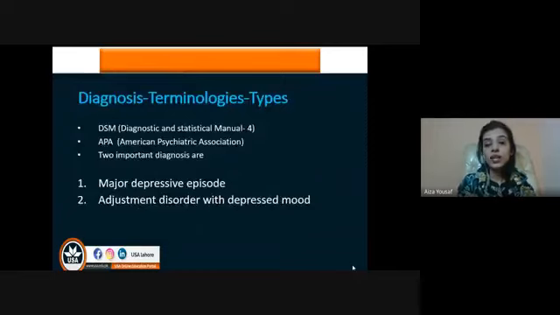So the diagnoses are different according to terminology. There are two different types. We can use the DSM, the Diagnostic and Statistical Manual, for diagnosis of depression. According to the American Psychiatric Association, there are two most important diagnoses for depression, which are the following. Number one is major depressive episode, and number two is adjustment disorder with depressed mood. Now we will go through these diagnoses one by one. What are the major traits of each diagnosis?